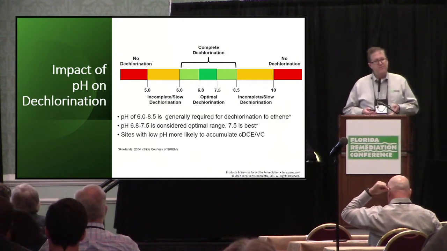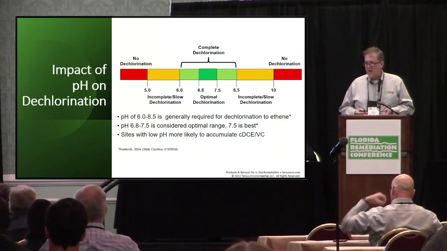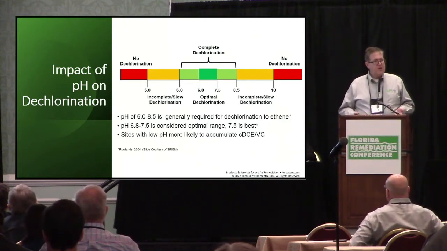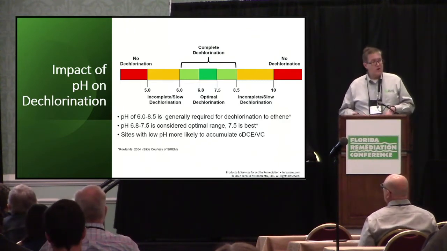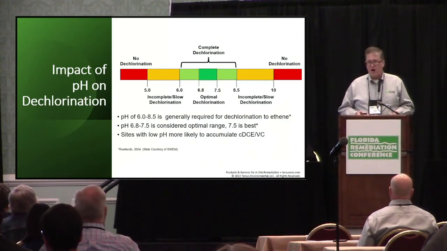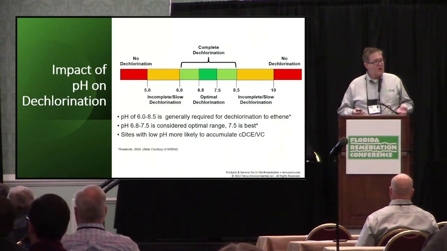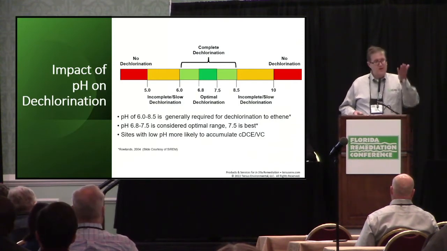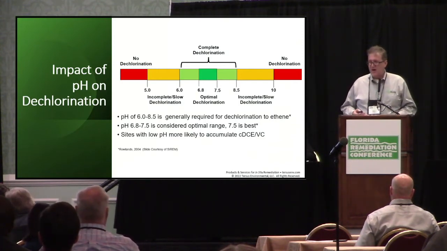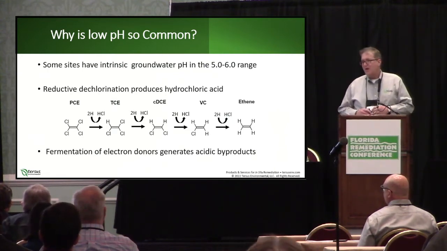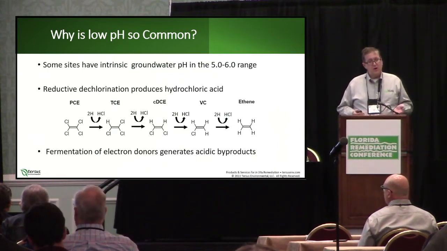6.8 to 7.5 is actually the best. And generally speaking, sites that have low pH, you're going to see cis-DCE and vinyl chloride stall. You're going to accumulate those daughter products at your site. And so often you want to go in and buffer that aquifer or add some type of caustic material to raise the pH to, excuse me, 7.